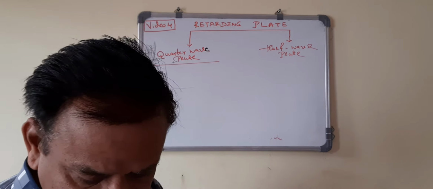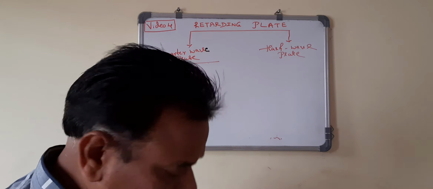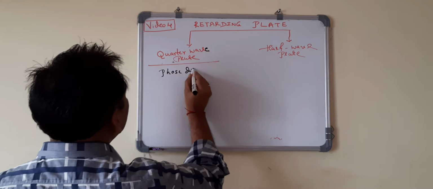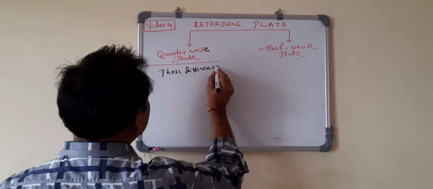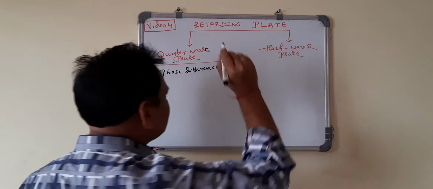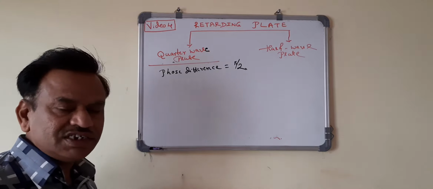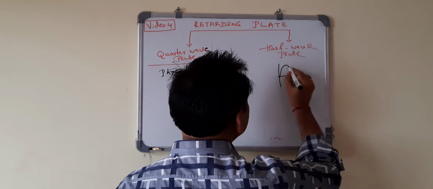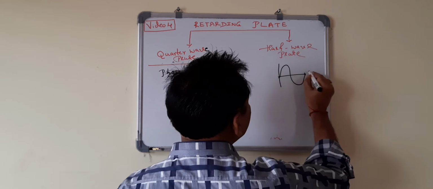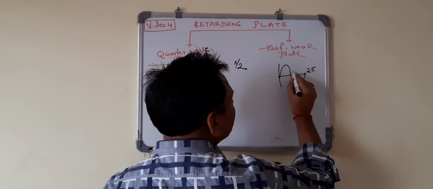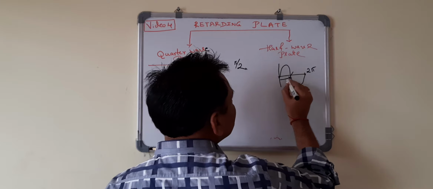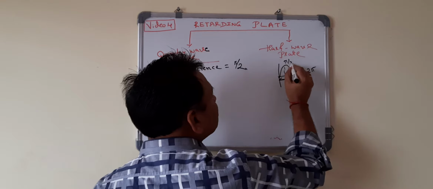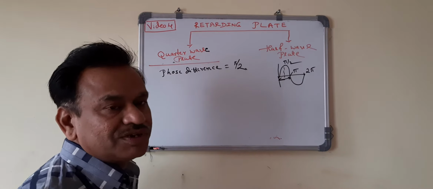Next, I have to write 2-3 steps. First, the phase difference equals pi by 2. Why is it 90 degrees? For one complete wave it is 360 degrees, that is 2 pi. Up to this point the phase difference is half of it, and for this quarter it becomes pi by 2.